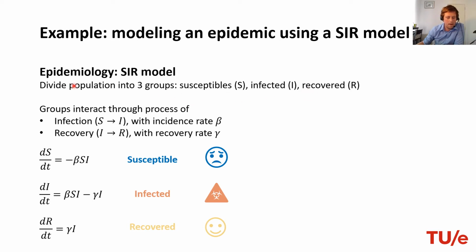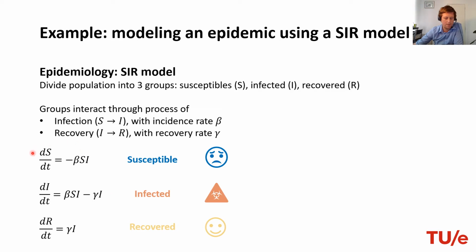person. So these different groups interact through two processes. There is the transition of people from susceptible to infected through infection, which is governed by an incidence rate, so the amount of people meeting each other, let's say, with a parameter beta. And we have a recovery where infected people become recovered people with a recovery rate gamma. So we can actually draw up a simple model based on these differential equations.